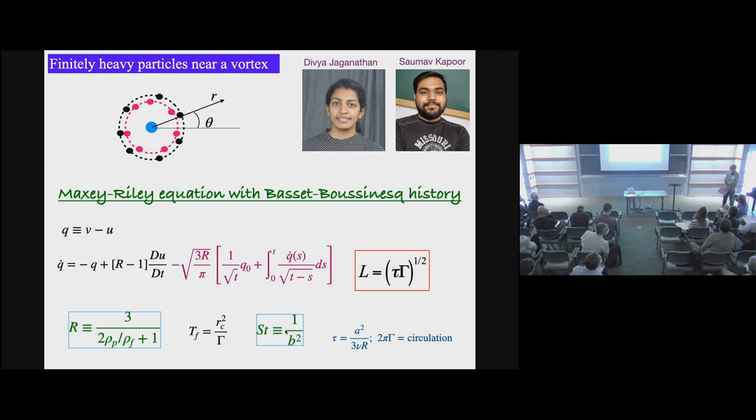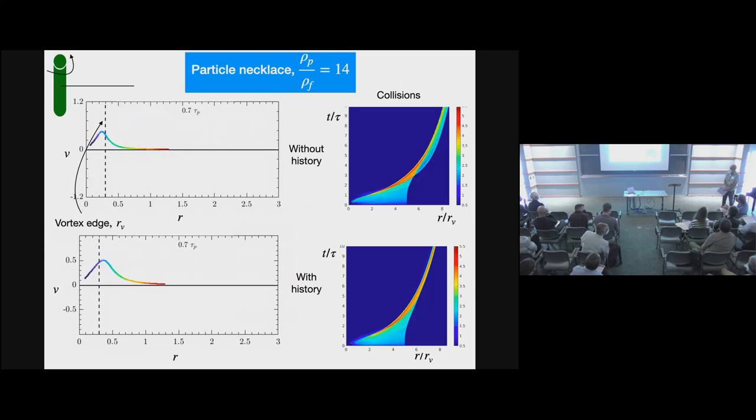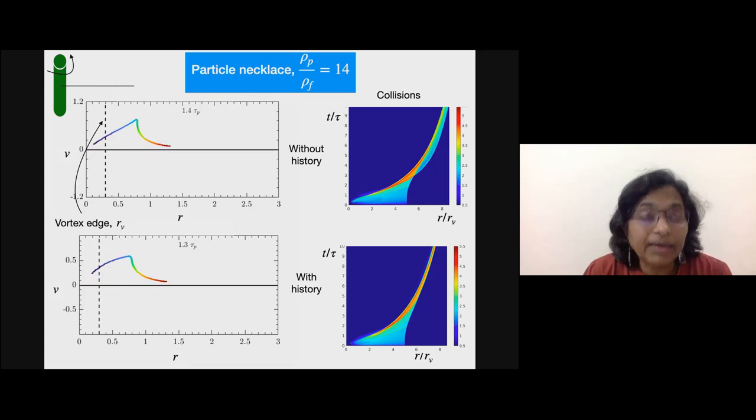So as soon as you have a little bit higher inertia, this Basset term will fail. I mean, it will not be correct. Yeah, that's a very important point.